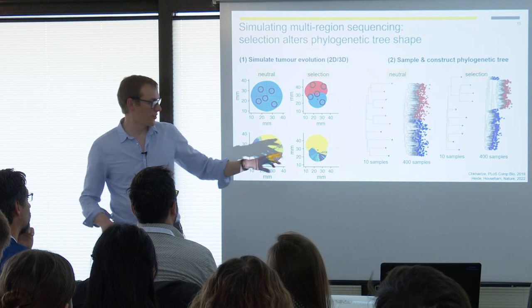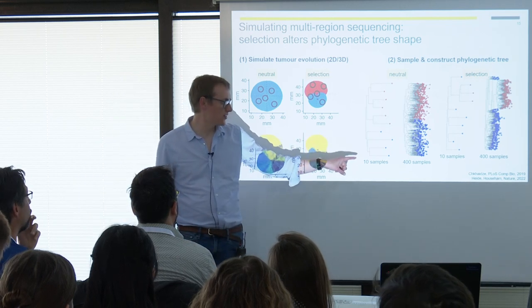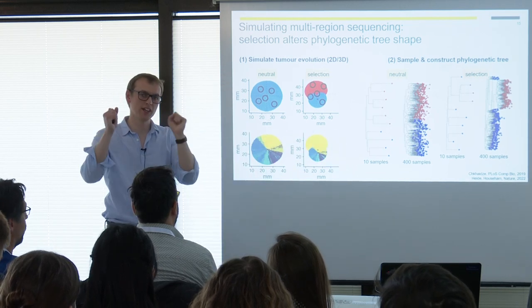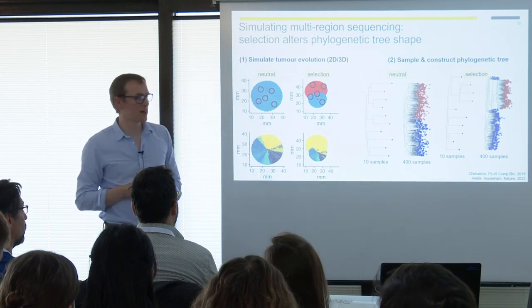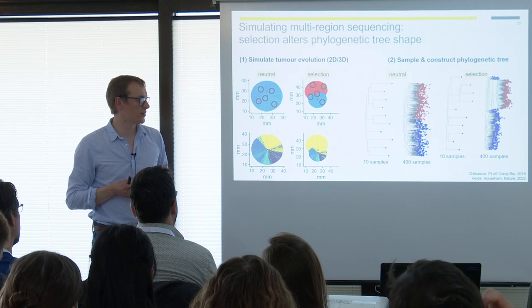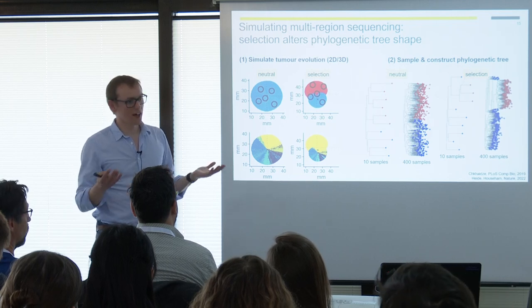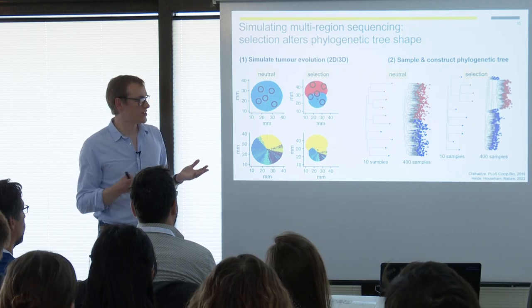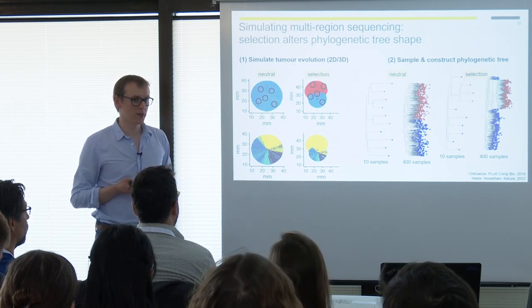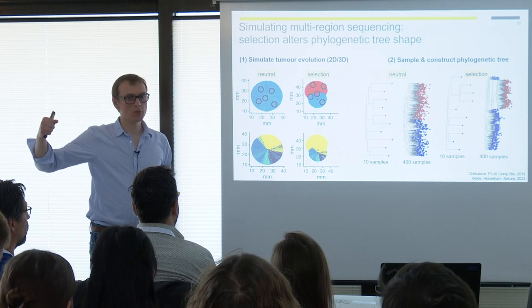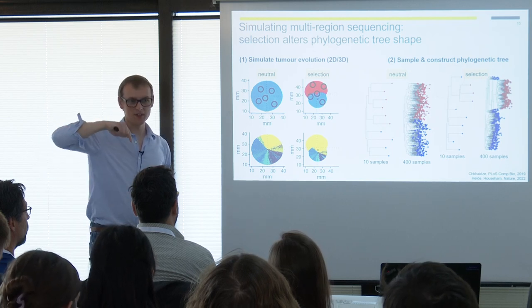And in each half you've got two different trees. You've got trees with only 10 samples, which might correspond to taking a punch biopsy from the cancer, or on the right you've got trees with 400 samples, which might correspond to single cell sequencing. And you can already see, when you look at the trees, that they have different structures when there's selection or when they're neutral. When there's selection, you get a long branch, which tends to be the mutations that have arisen in that subclone.